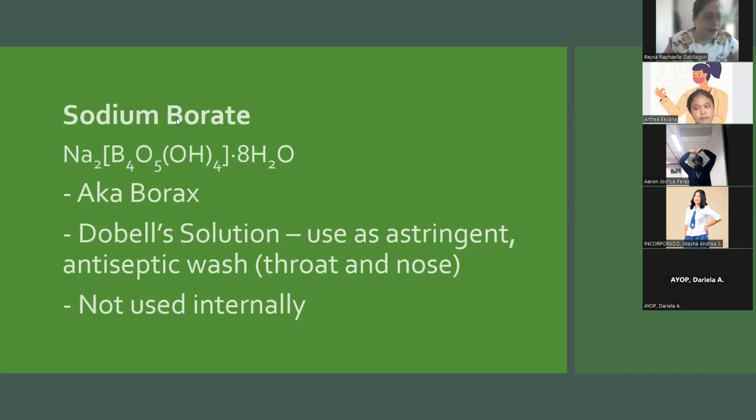Wala question? Okay, so let us continue with the sodium borate, or this is what we call borax. We have a preparation of this called Dobell's solution na ginagamit as astringent. Pirmi nyo ni makita ang astringent sa mga products, especially cosmetics. What do you mean by astringent? Okay, meaning anong astringent class? Kaya nag-advertise og mga substances, tas nakalagay astringent daw siya.